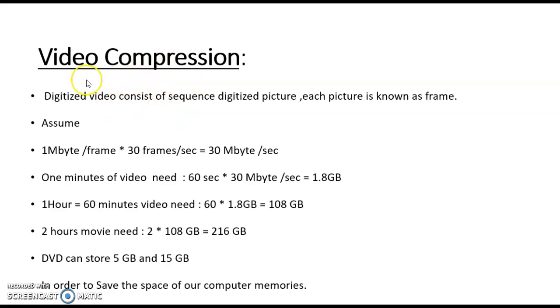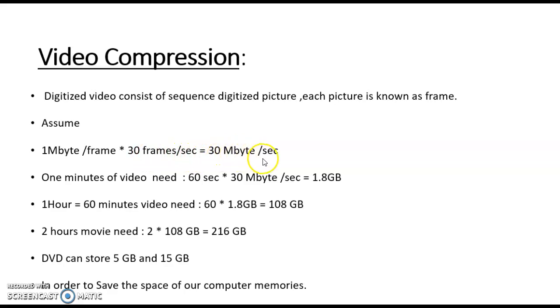First of all, how to do this video compression we will see. Whenever a video is recorded, videos are nothing but in the form of frames. Video is nothing but a series of frames. Assume that 1 megabyte of memory is required for one frame, and it is taking 30 frames per second. So how much space is required?